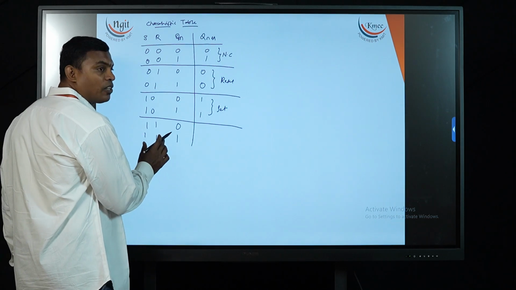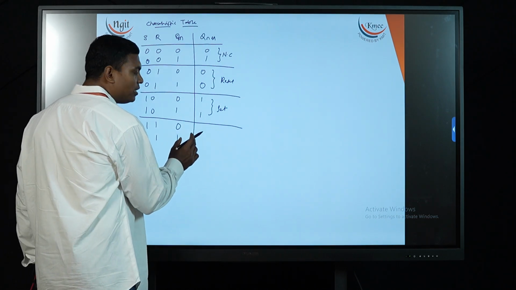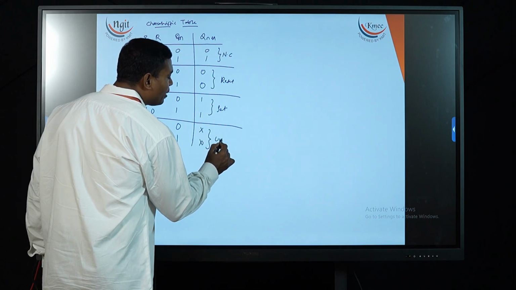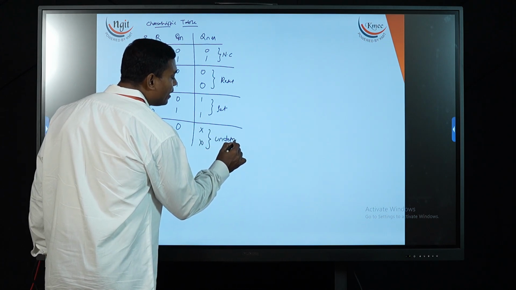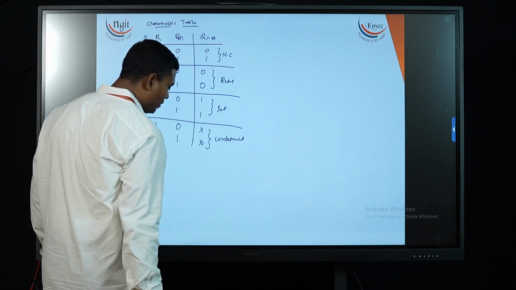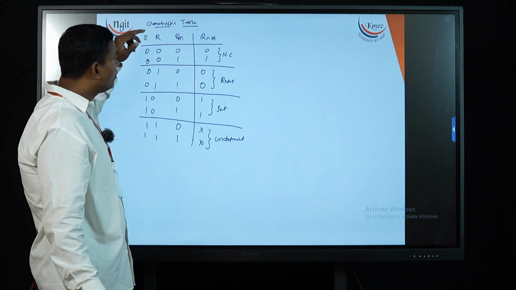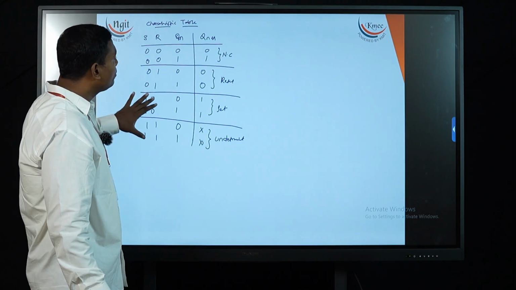And for 1 1 combination, irrespective of my present state, my next state is always undetermined, means I don't know what value is getting generated here. So this is undetermined. This is the characteristic. The previous thing was the transition table. Now this is the characteristic table. These are the values of how we define it.